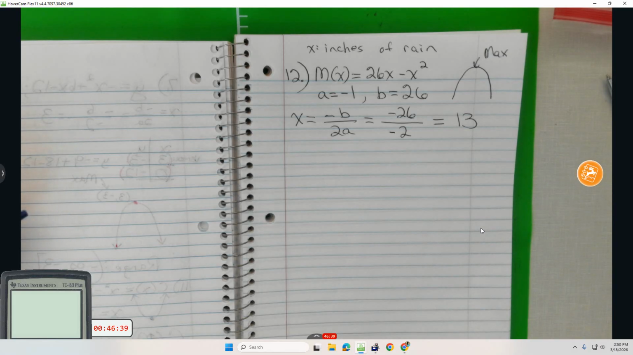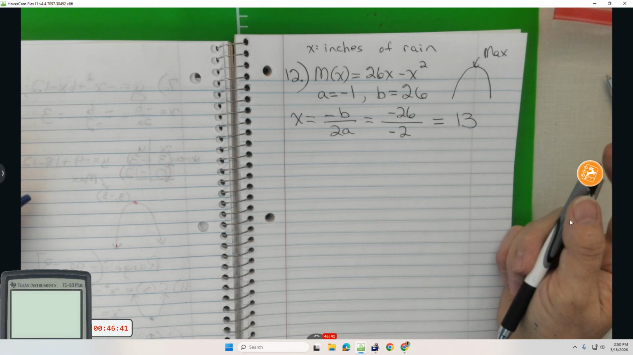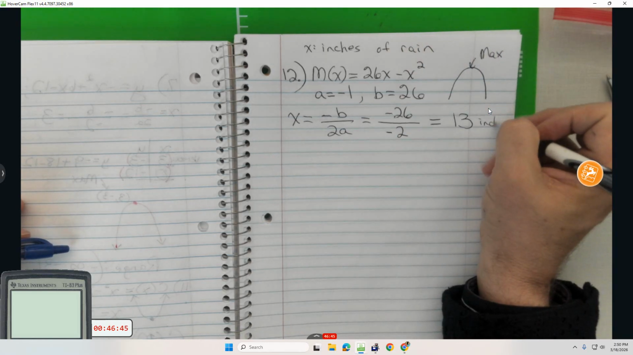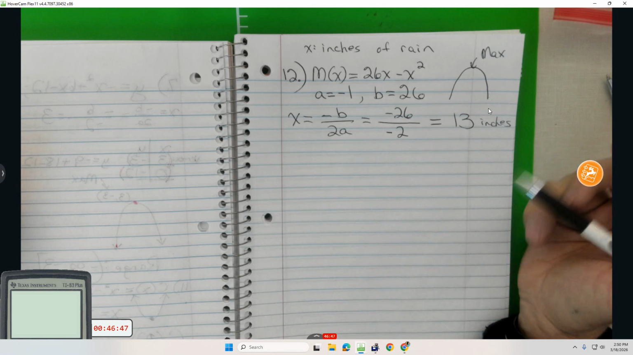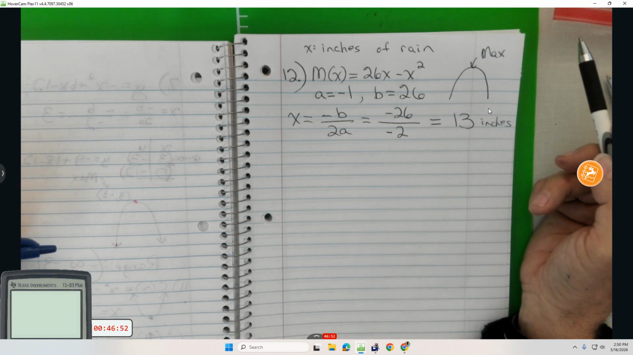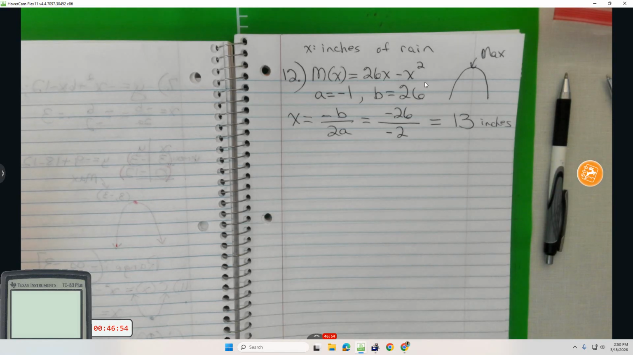What is X representing? The rain. So if there's 13 inches of rain, then the number of mosquitoes are maximized. So we come over here and we type in 13.